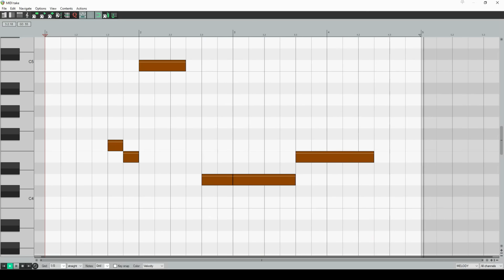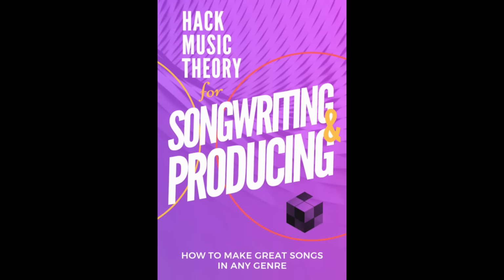Right, let's decipher those numbers and get into it. A quick heads up though, the 2-4-6 melody rule is for intermediate songwriters and producers who are already comfortable writing melodies. If you're not there yet, no problem at all. Simply use the melody checklist in our Songwriting and Producing PDF, and your melodies will be elevated to a whole new level.